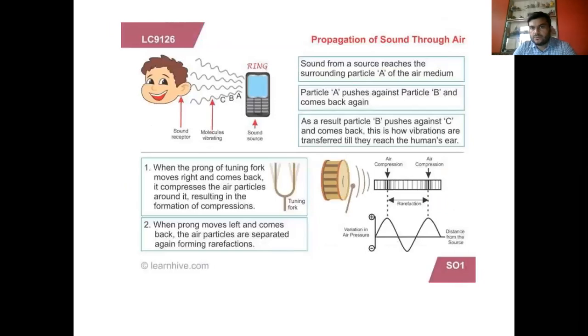The other examples of propagation of sound through air: an example is the mobile sound. In the first picture, a mobile is producing a sound. It's in vibration form. The molecules are vibrating, and the sound receptor is the human ear. The other one is the sound produced by a drum. As you can see in this image, the variation in the air pressure causes the production of sound.